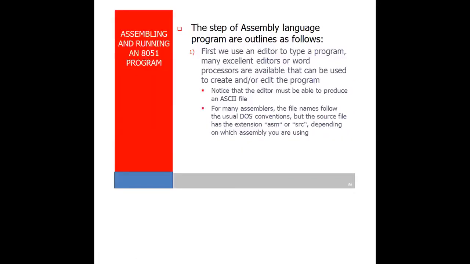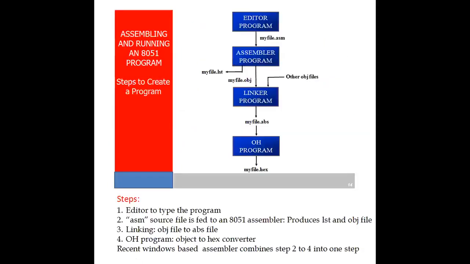Okay. Now the different steps involved to write the assembly language program. First of all, you have to open one blank notepad. Okay. After that, you will have to write the program, then save the file with the file name along with the extension .asm. Okay. So .asm is now the source file which is fed to an 8051 microcontroller assembler, which will produce the list file.